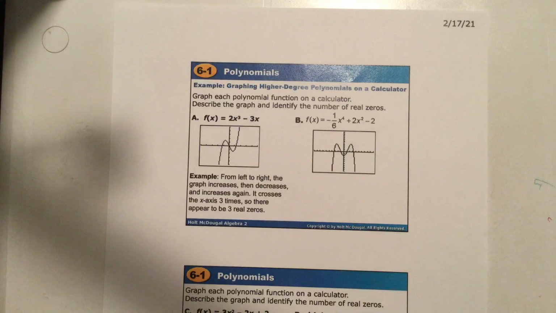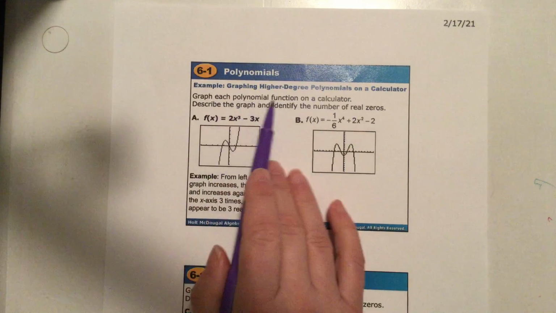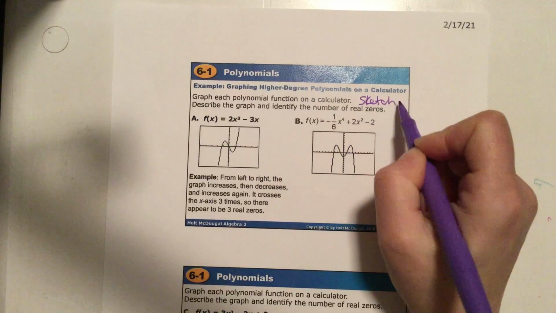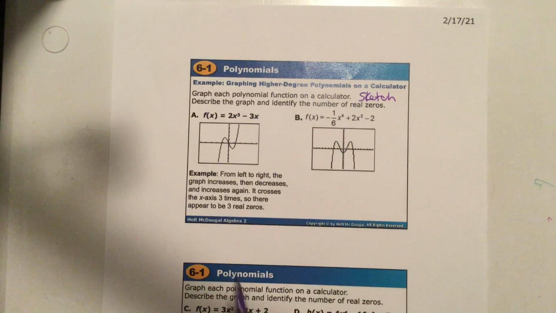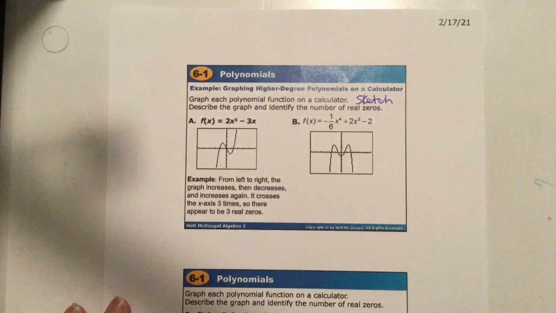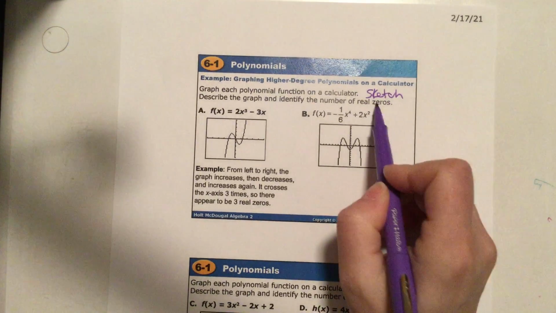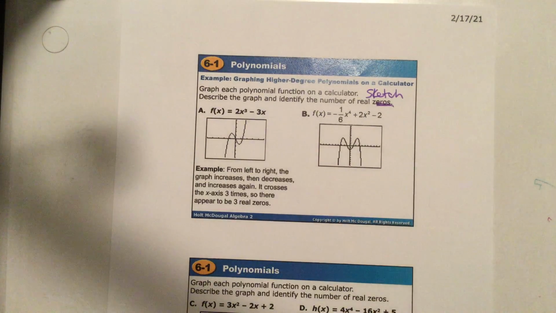Once you graph, they want you to graph each polynomial function on a calculator. For your assignment, when you get to those, you'll have to sketch the shape, okay? Just to save us time on the notes, I went ahead and included a visual for you. Then you're going to describe the graph, and you can describe it any way, okay? There's not a right or a wrong answer here. And then tell the number of real zeros. Remember, zeros tells you how many times the graph touches or crosses the x-axis.